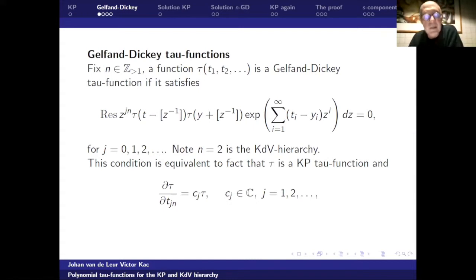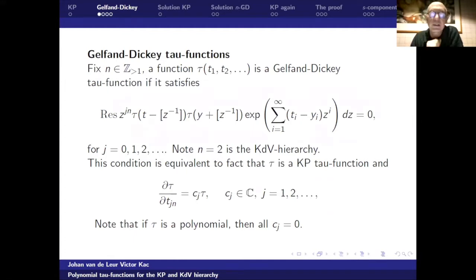Victor Kac and I were interested in polynomial tau functions. And of course, if you look at polynomial tau functions, this cannot hold except when cj is equal to 0. So for polynomial tau functions, this cj is 0. The method that I show, you can also do this for a non-polynomial tau function. But in general, the formulas that we get only hold for polynomial tau functions, and you should do something else if you want soliton type tau functions or other types of tau functions. Okay, so this is the Gelfand-Dickey hierarchy, or the Korteweg-de Vries hierarchy.